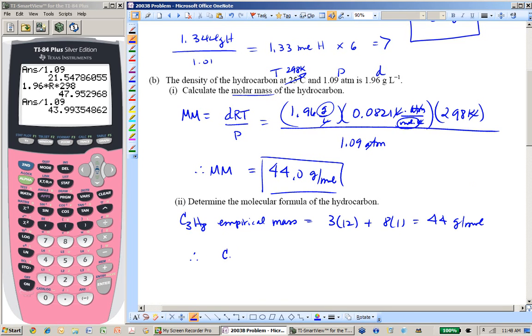Therefore, C3H8, which is the molar mass. Therefore, C3H8 is the molecular formula.